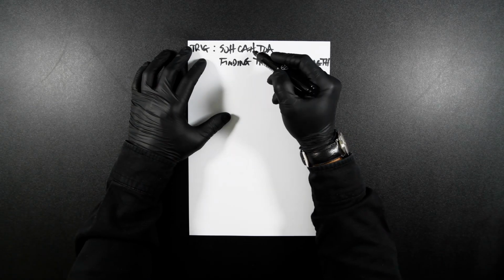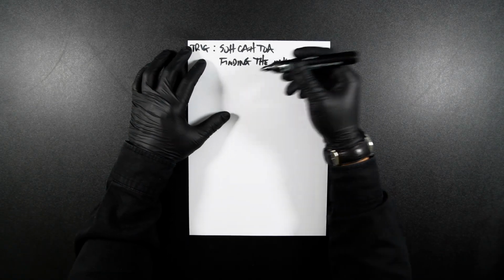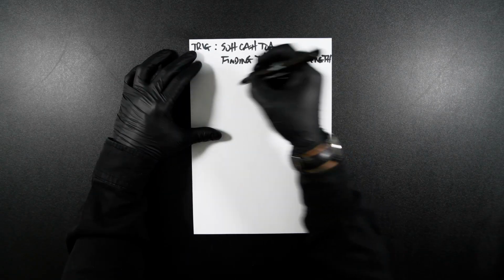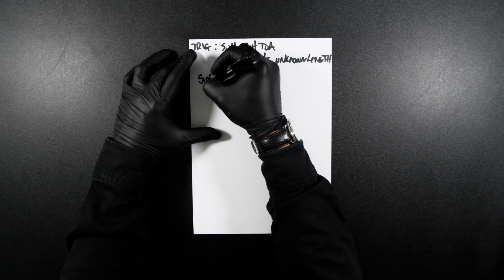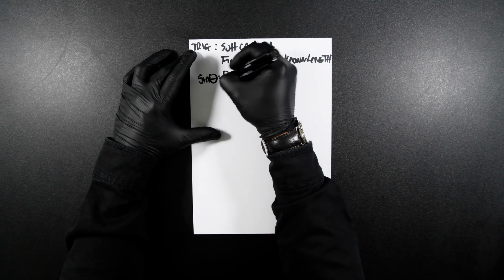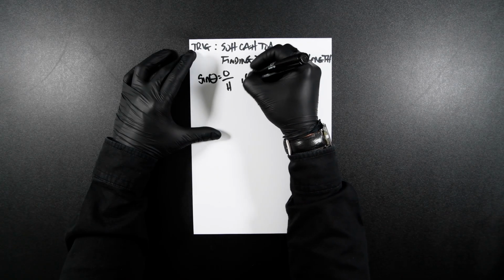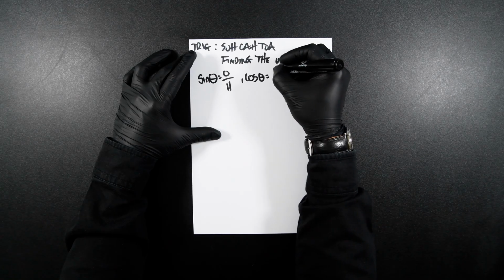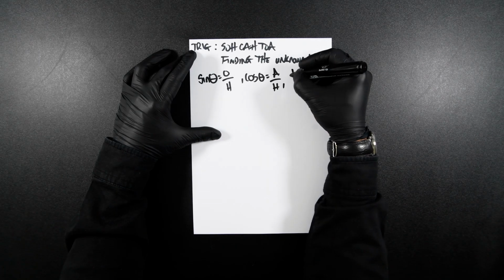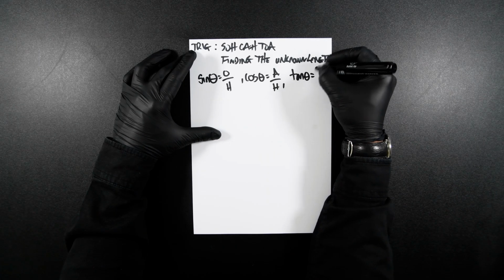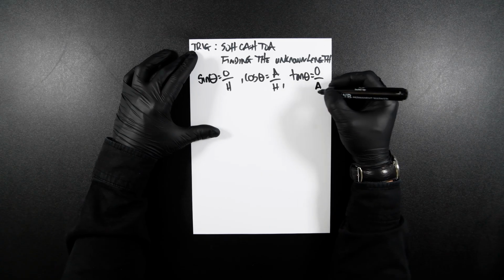A little cheeky bit of SOH CAH TOA. We're going to be finding the unknown length of some triangles. You should be familiar with sine theta equals opposite over hypotenuse. Cos theta is going to be adjacent over hypotenuse. And tan theta is going to be the opposite over the adjacent.